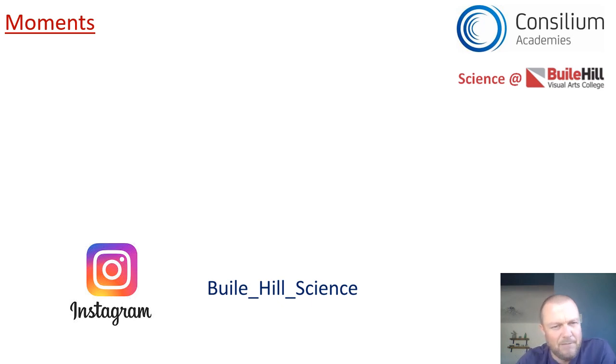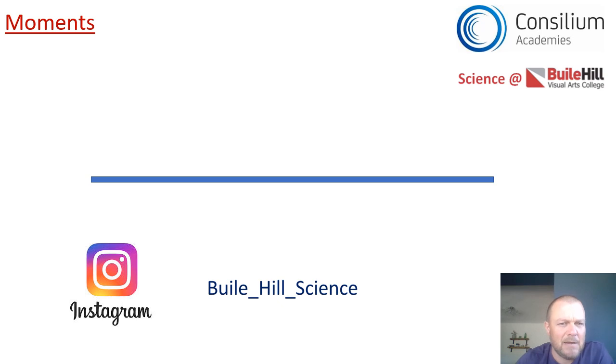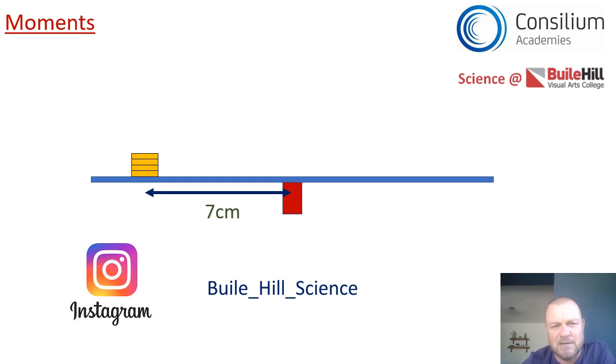Okay, and finally, for a little bit of fun, I'd like you to take a ruler and balance that ruler on a Lego brick or a matchbox or something like that so that it's perfectly level and balanced. Okay, and then I'd like you to find 4 pennies, 4 1p's, and put them at 7 centimeters from the middle, from the pivot. Now if you did that and let go of it, it's obviously going to topple over. So you're going to have to do that and hold it.